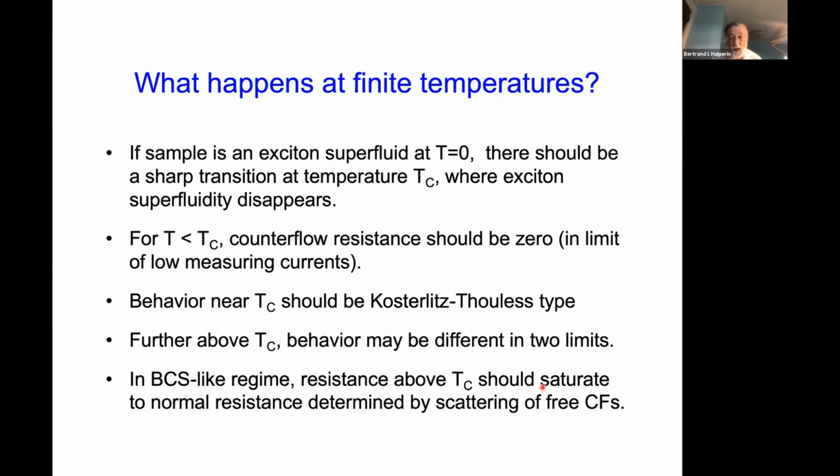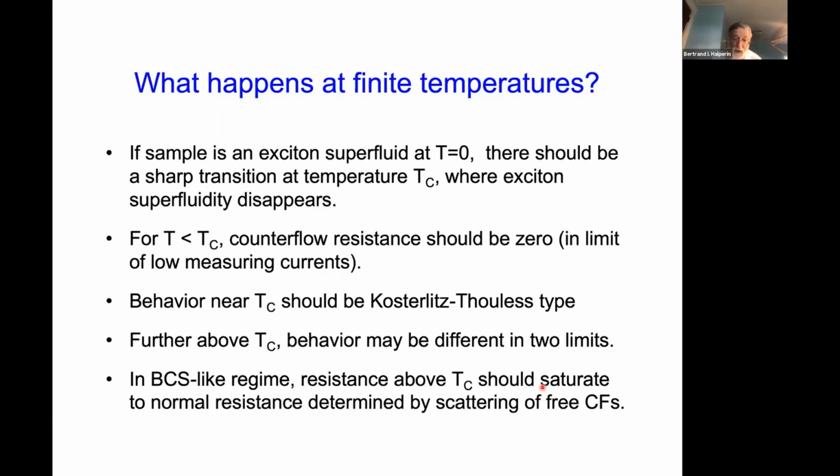And then as we raise the temperature, there should be some sharp phase transition at some temperature Tc where the exciton superfluidity disappears. And in principle, for T less than this finite Tc, the counterflow resistance should be exactly 0, at least in the limit of low measuring currents. And what we expect, at least in the tight binding case, or rather generally, is that if we get close enough to Tc, the behavior should be of the Kosterlitz-Thouless type, because we have excitons which are losing their superfluidity. And above Tc, the behavior can be different in the two limits.